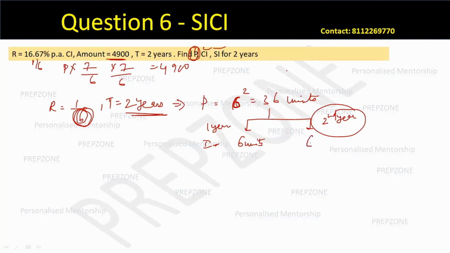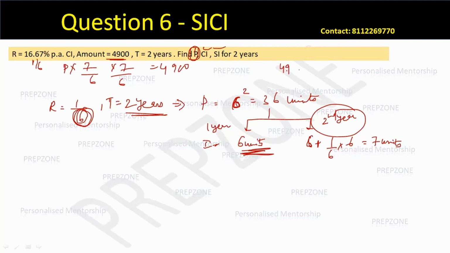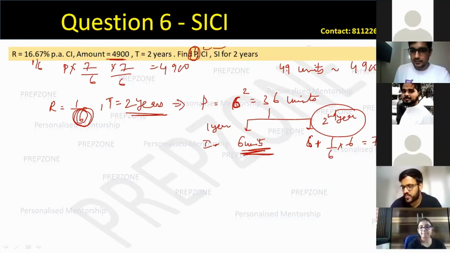So that is nothing but 6 units, plus you will also add 1/6 of 6, because 6 was the earlier interest and compound interest is nothing but interest over the interest. So in the second year, I will have 7 units of interest. In the first year, I will have 6 units of interest. Total interest is 13 units. So in total, my amount should become 36 plus 13 is equal to 49 units. Okay. And this 49 units corresponds to rupees 4900. So 1 unit corresponds to rupees 100.